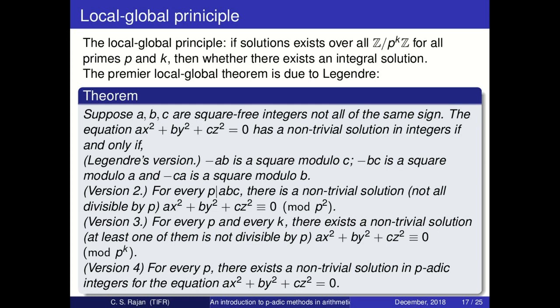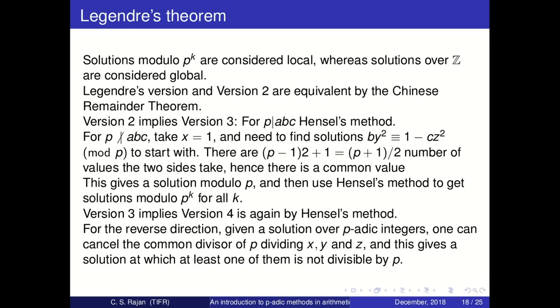If you have a solution in either of these versions, mod p power k for every p and k, and for reals, then it has a solution. That's the local-global principle. Solutions mod p power k and for reals are considered local, whereas solutions in Z are considered global. Okay, so this is what the terminology local, global means.